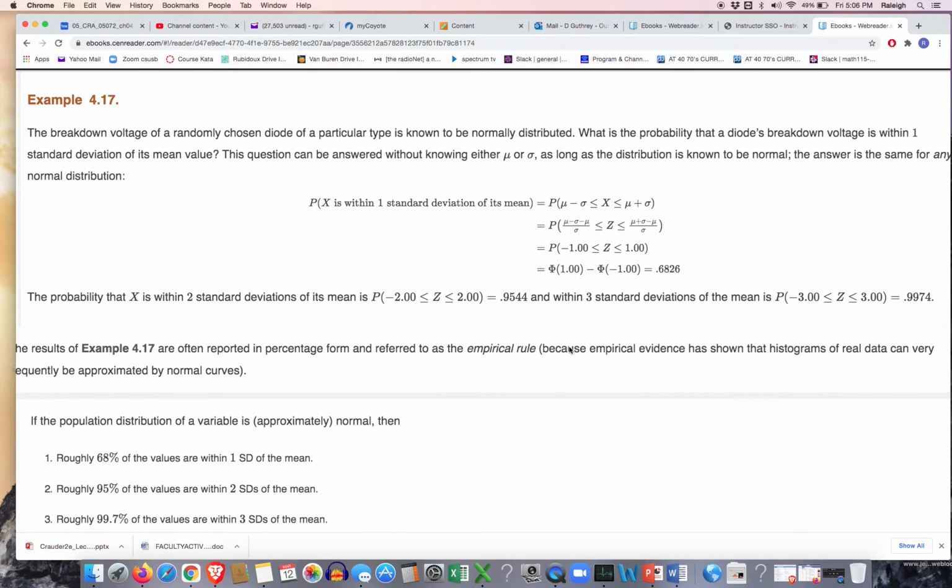Anyway, we have that, and we also have within 2 standard deviations, and one could check the table or your calculator and get around 95, almost 95.5%. Within 3 standard deviations is practically all of it.